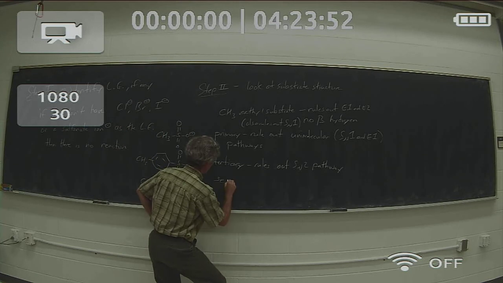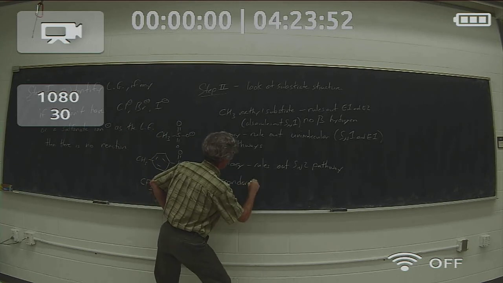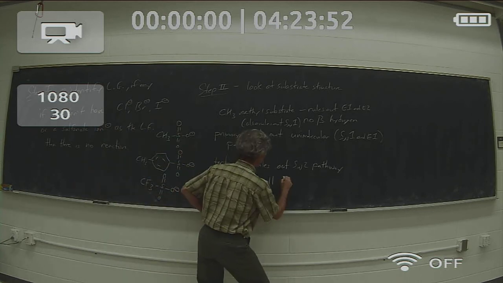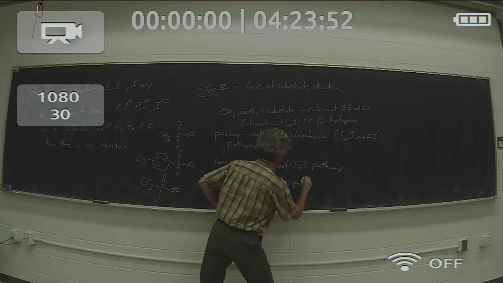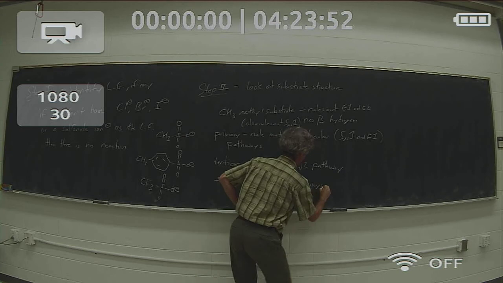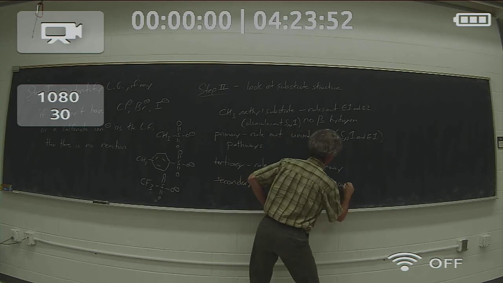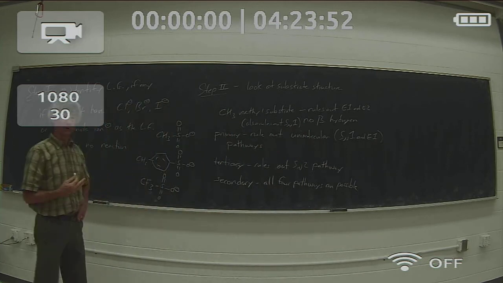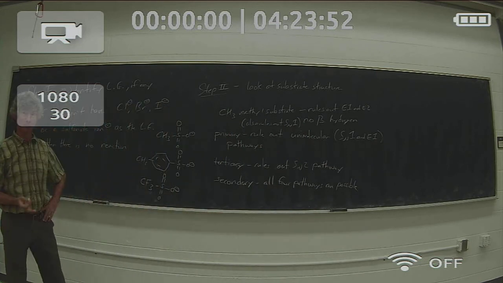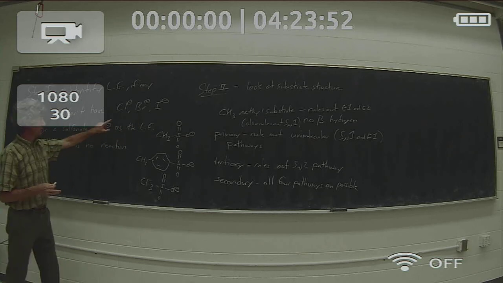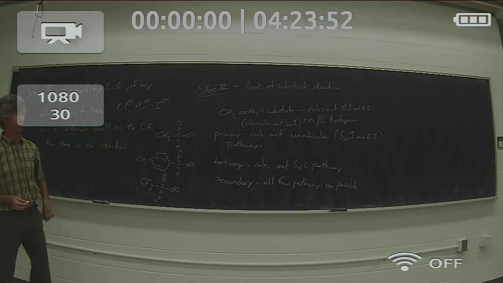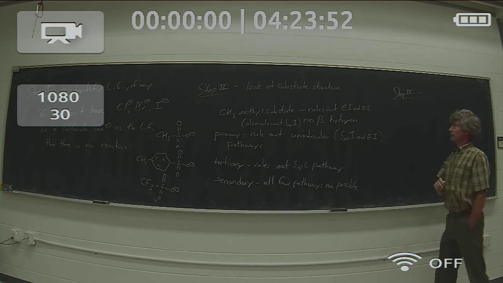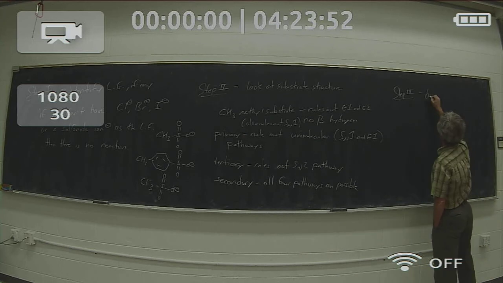If it's secondary, we can't rule anything out. All four pathways are still possible. So if it's secondary, we're going to move on and need to look at something else. But for any of those, if there isn't a leaving group, there's still no reaction. Step 3 is to look at the nucleophile and determine how good it is.